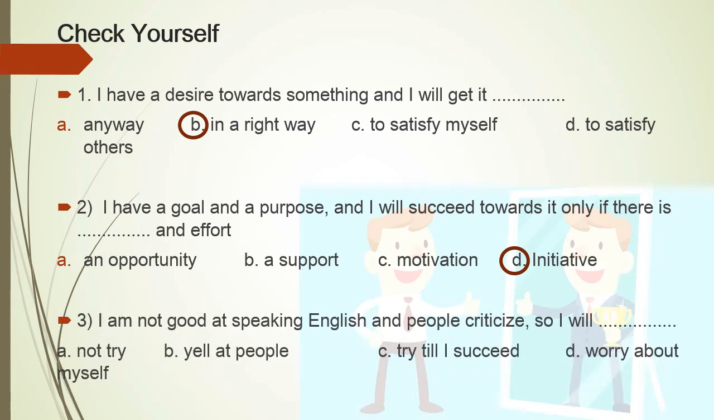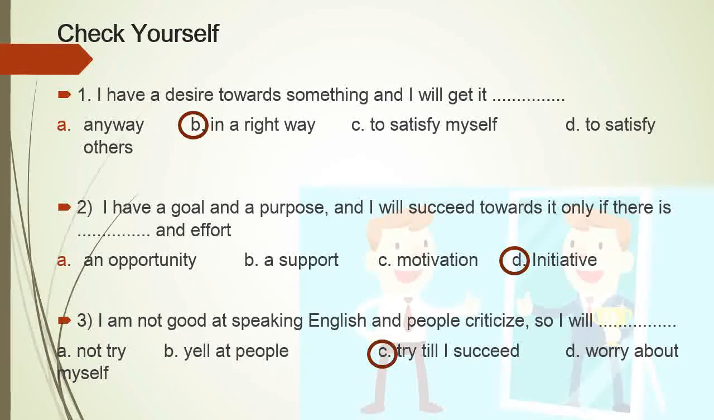The third question is, I am not good at speaking English and people criticize, so I will dash. Option A, not try myself. Option B, yell at people. Option C, try till I succeed. Option D, worry about myself. Guess the answer.